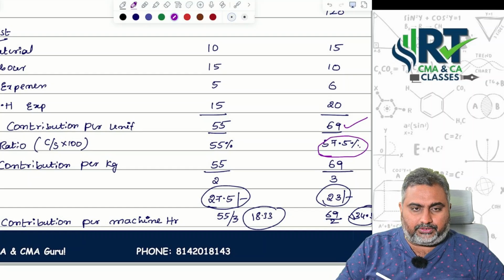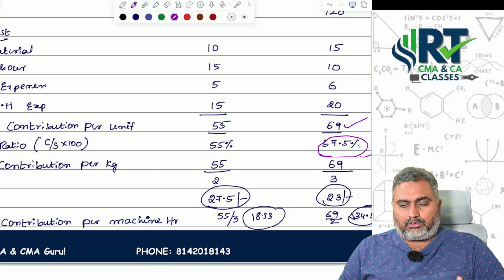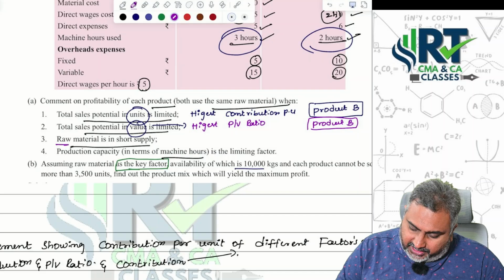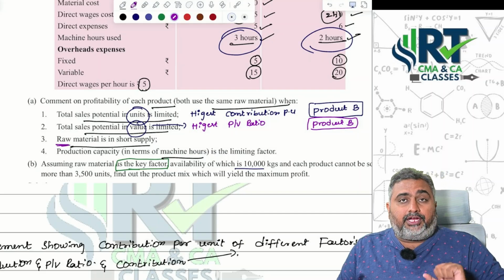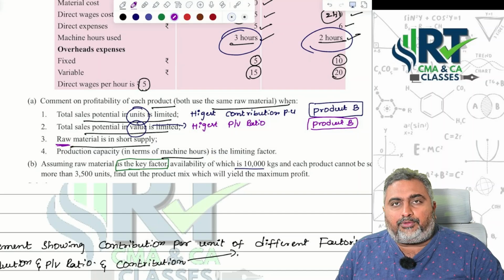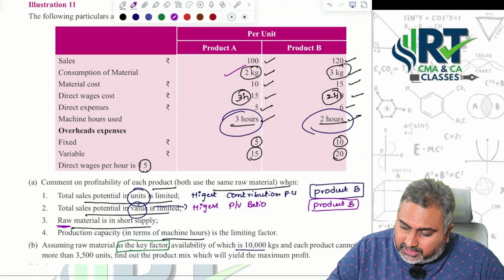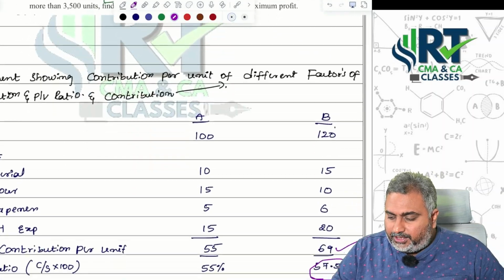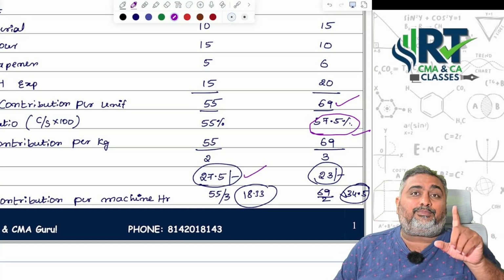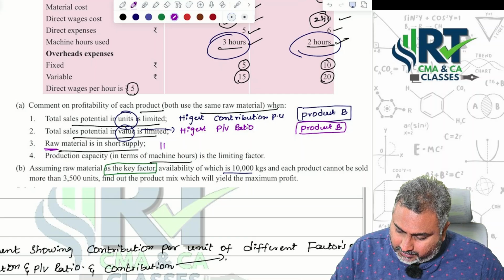Sir, see, this is 57.5%. This is contribution per unit. Even in PV ratio, B is getting more. That's the reason we are choosing that particular product. When raw material is the shortage supply, then what you need to do is find out the contribution per key factor. We already computed the key factor here, raw material. How many kgs? First one 2 kgs, second one is 3 kgs per unit. If you find out the contribution per kg, where are you getting the highest? For product A.